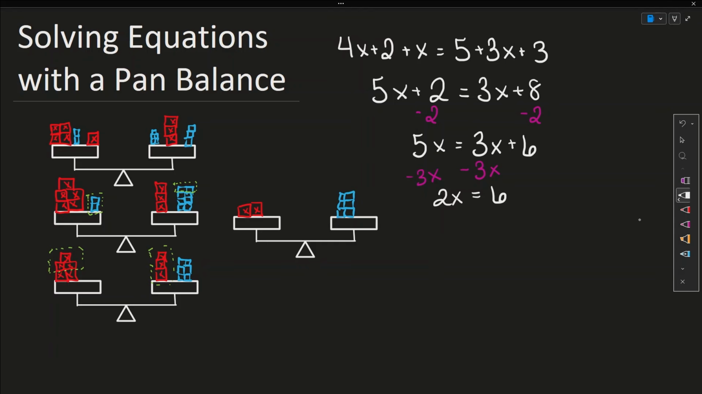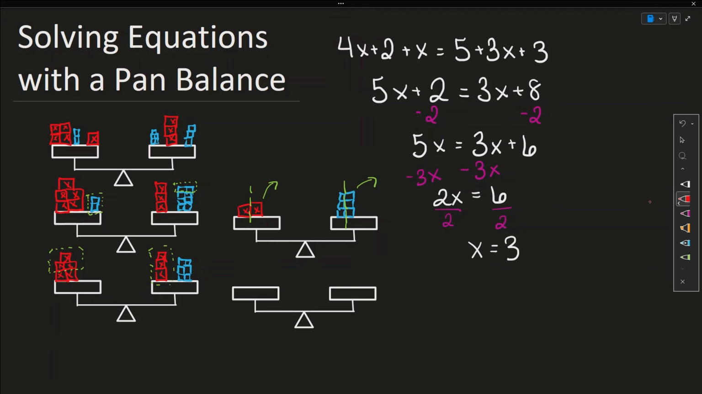In terms of our equation, our next step would be to divide both sides by 2. 2x divided by 2 is x, and 6 divided by 2 is 3. In terms of our pan balance, we're going to split each of these in half and remove half of them. When I remove half on the left, I'm left with a single x block. And on the right, when I remove half, I'm left with 3 unit blocks. So x is equal to 3.